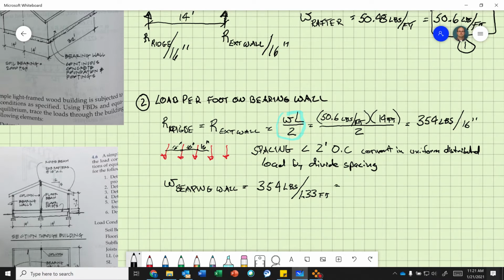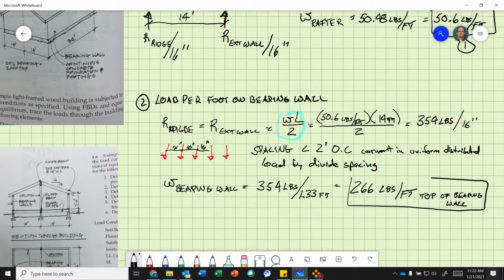And that equals 354 divided by 1.33, and that equals 266.16, and your book leaves it at 266 pounds per foot. Okay, and that is the top of the bearing wall. All right, so I'm going to box that. So that is the answer to number 2.